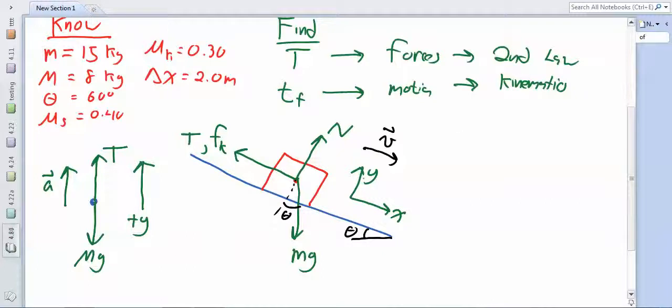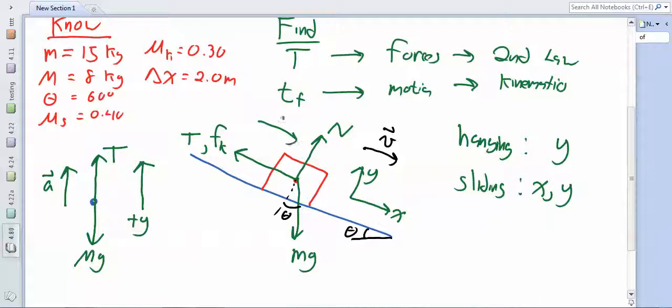So the hanging mass only has vertical motion, but the sliding mass has both horizontal and vertical components of the forces that are given. When we apply Newton's second law to this system, we'll have three different equations, and I can see that I forgot to indicate the direction of the acceleration of the sliding mass. If the hanging mass moves up, then the sliding mass moves down the hill. And so now I've got that indicated.